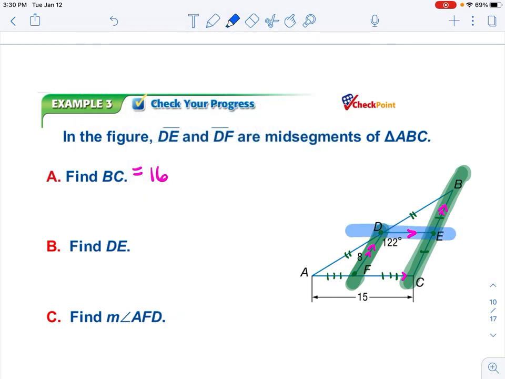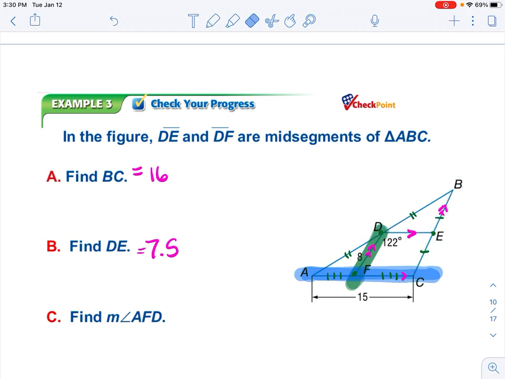If we try to find DE, he has half the size of his parallel buddy, so 7.5. And if we try to find the angle measure, AFD, extend my parallels, extend my transversal. AFD is this angle right here.